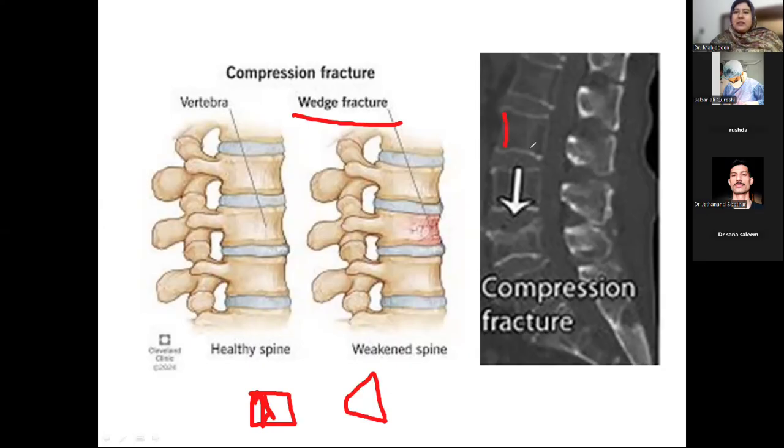So see, this is a normal vertebral block, a square shape, a beautiful square shape. But see here, this is normal, but this one is a typical wedge shape, a fracture that is involving just the anterior column. So this is a fracture which is known as the compression fracture.